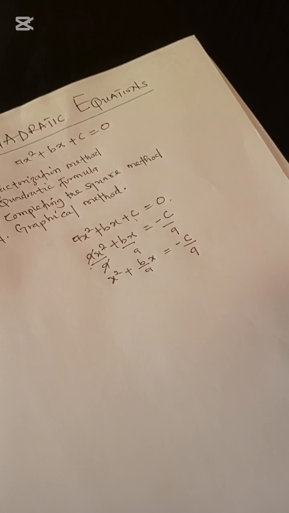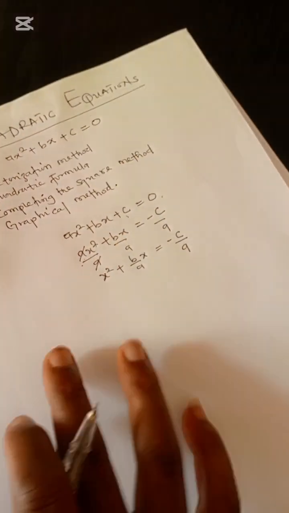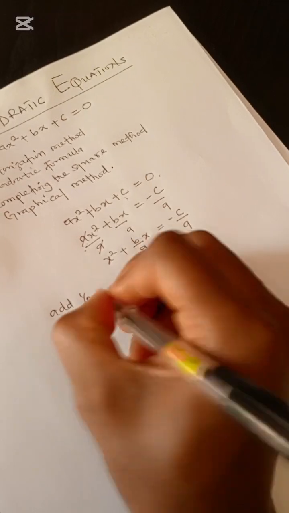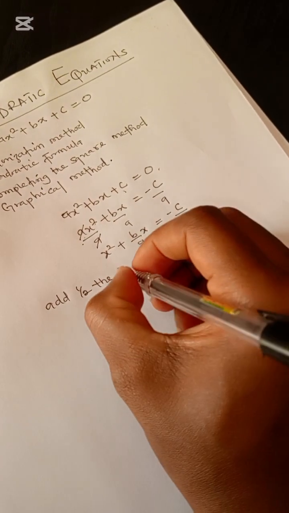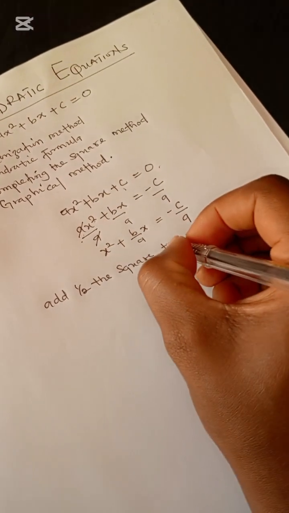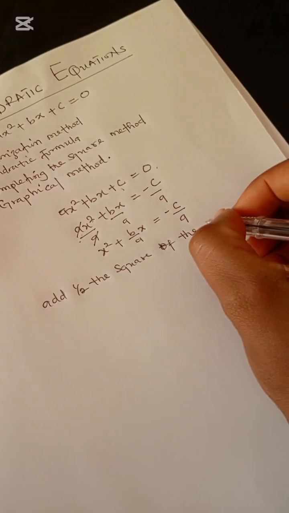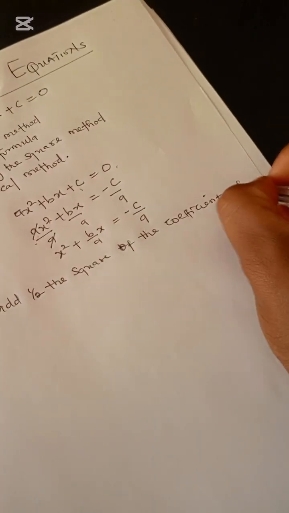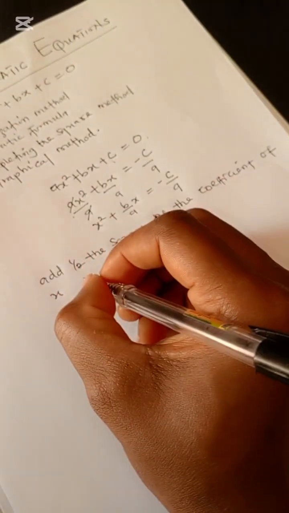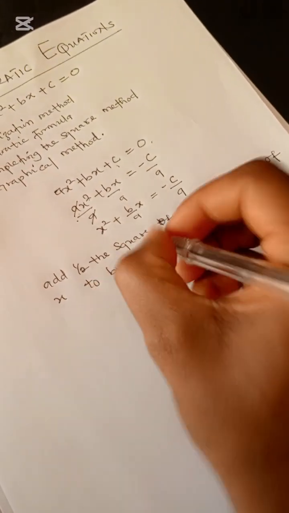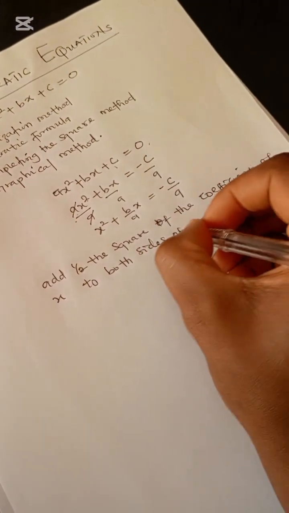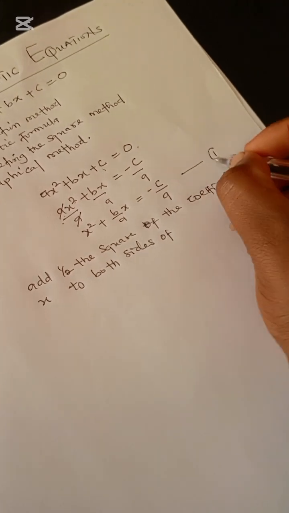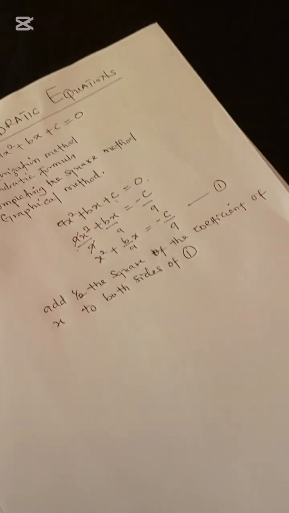At this point now, we can apply this method. So how do we do that? We're going to add half the square of the coefficient of x to both sides of, let's call this equation 1.